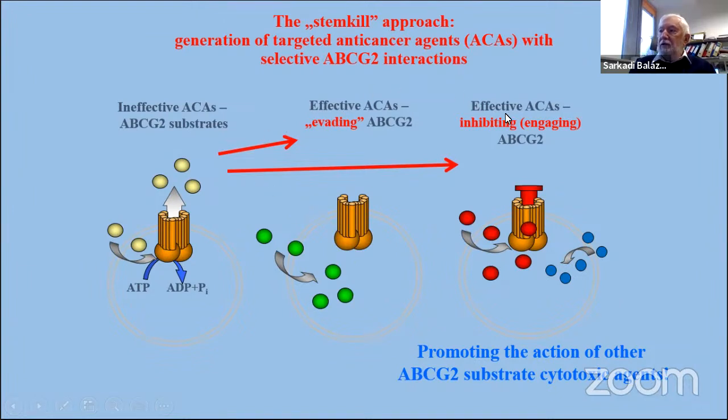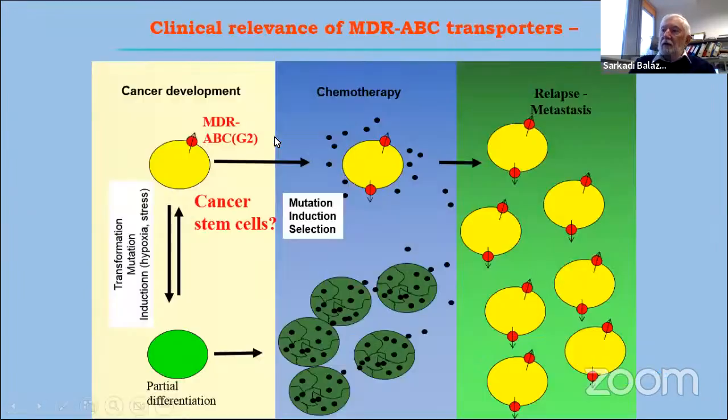Another possibility, effectively inhibit ABCG2 by some of the anti-cancer agents. And in this case, in addition to an anti-cancer action, that will inhibit the transporter and even promote the action of other ABCG substrate cytotoxic agents. So what could be the clinical relevance of the MDR-ABC transporters?